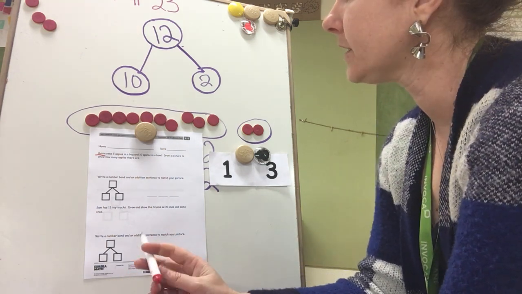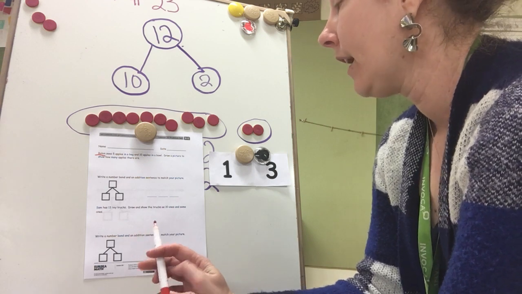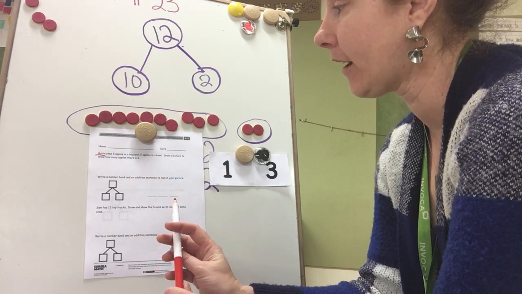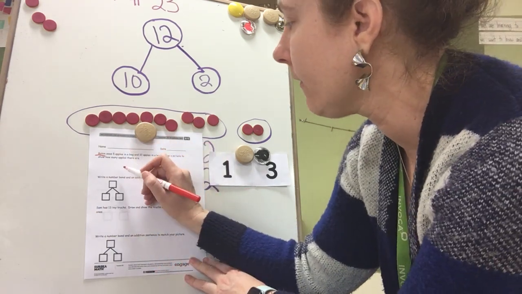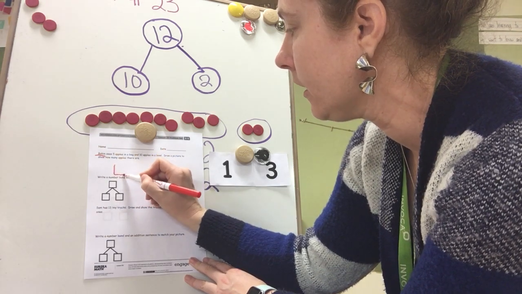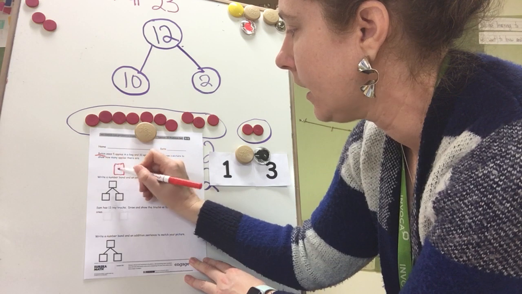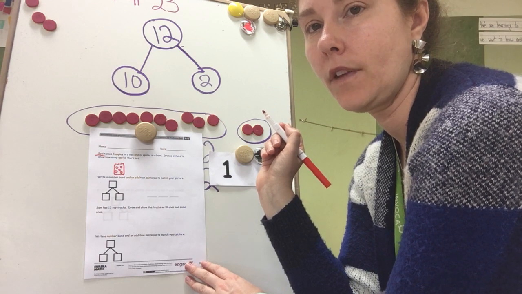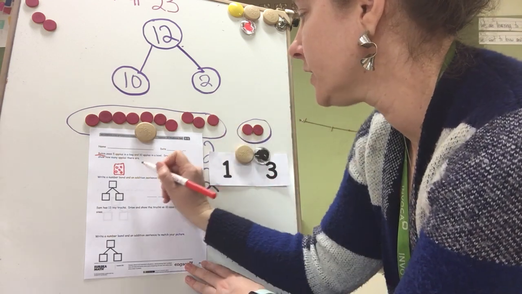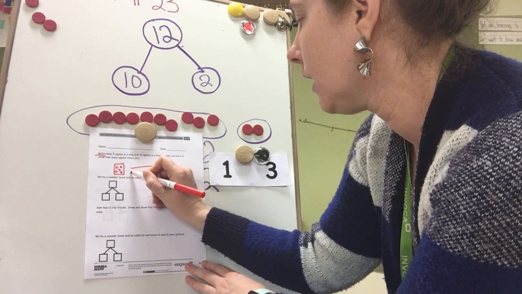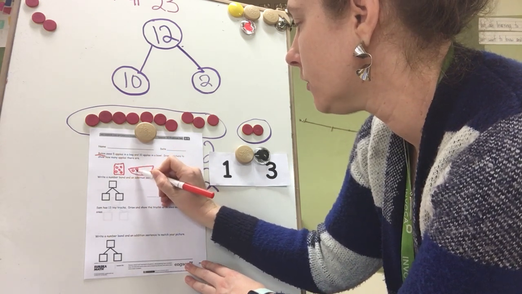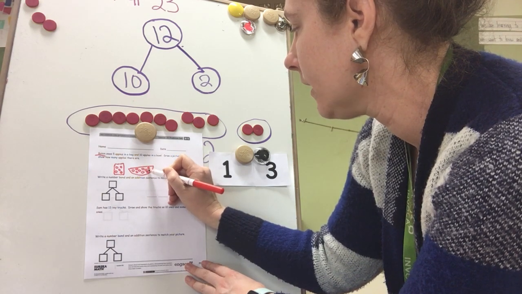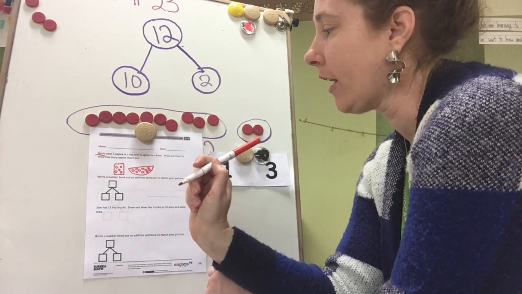So, Robin sees 5 apples in a bag and 10 apples in a bowl. Draw a picture to show how many apples there are. So, Robin sees 5 apples in a bag. I'm going to start by drawing my bag. 1, 2, 3, 4, 5. 5 apples in a bag. And she sees 10 apples in a bowl. 1, 2, 3, 4, 5, 6, 7, 8, 9, 10. Draw a picture to show how many apples there are.